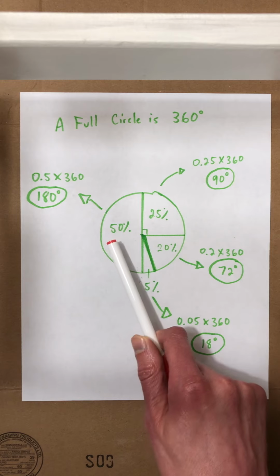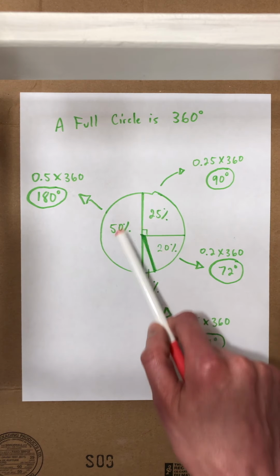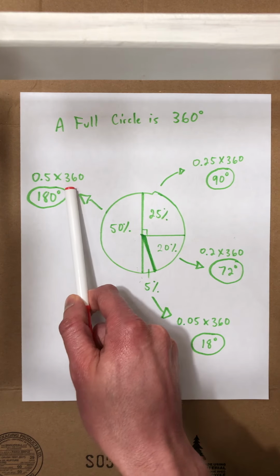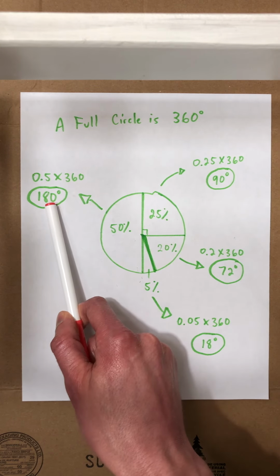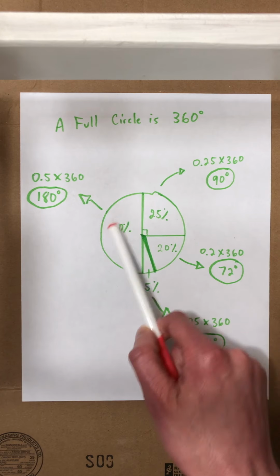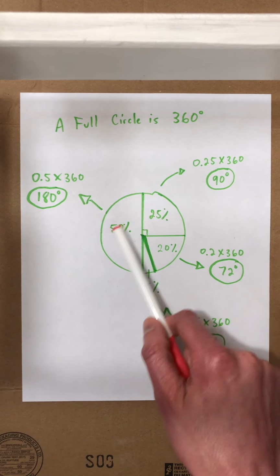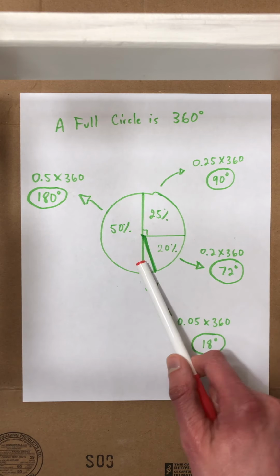Let's say I want to find out how much of the circle was 50%. Well, I could turn 50% into 0.5, multiply it by 360. I find it's 180 degrees. So half of a circle is 180 degrees. So this central angle is 180 degrees right here. And then I've got two smaller ones.